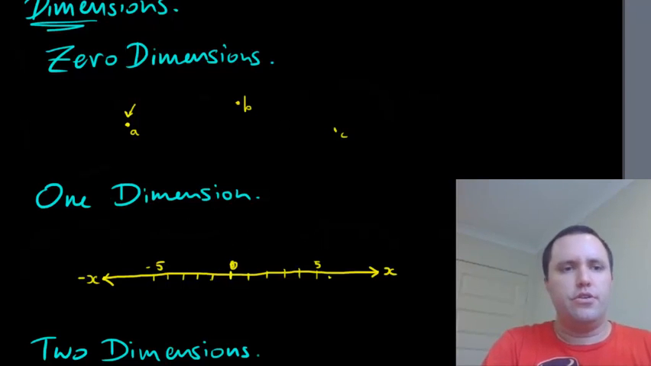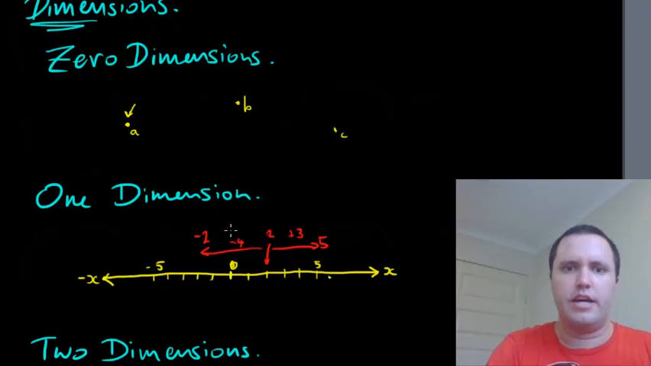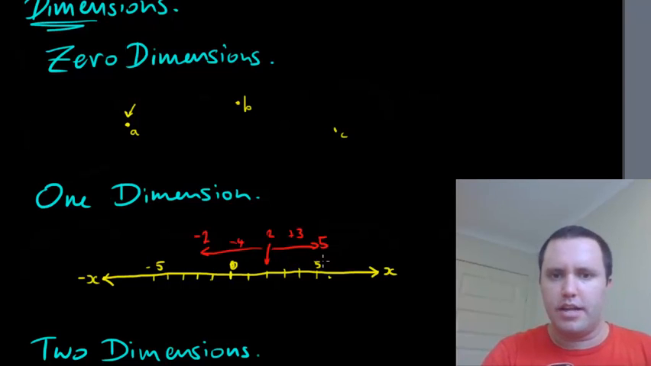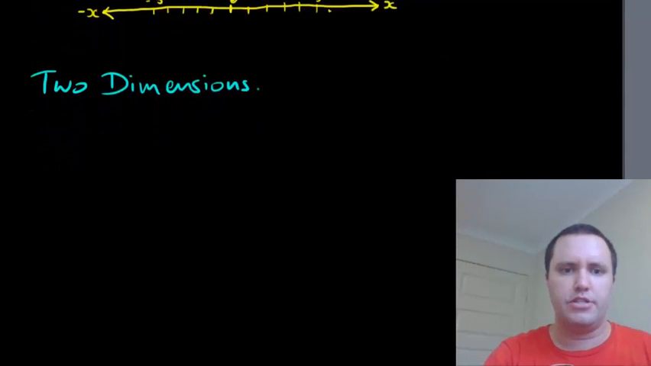And what we can do once we've got this single dimension here is we're not just stuck. If we were here on 2, we could add 3 and get to 5, or we could subtract 4 and wind up at -2. So with one dimension we're not stuck. We can move along this line as we please.